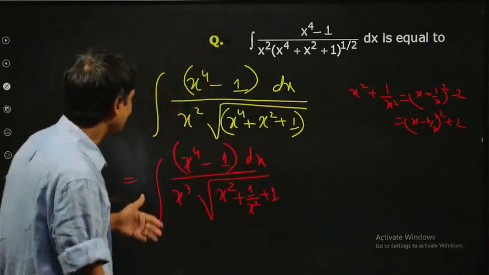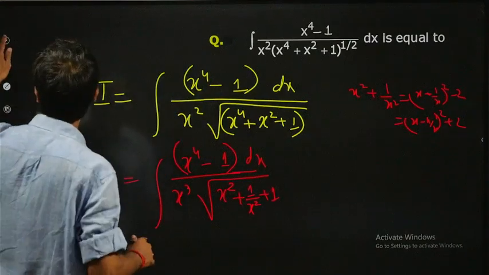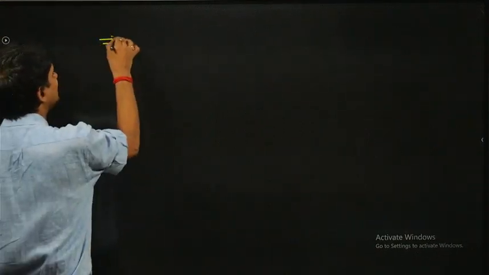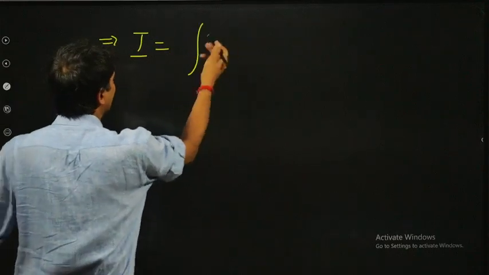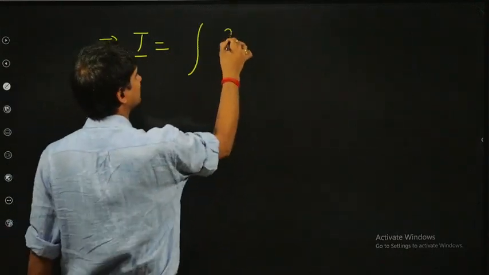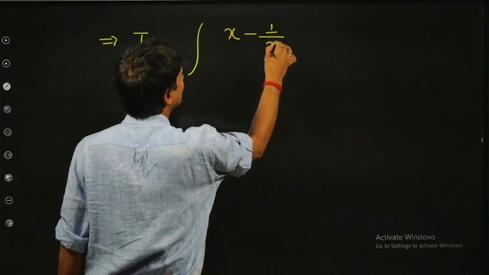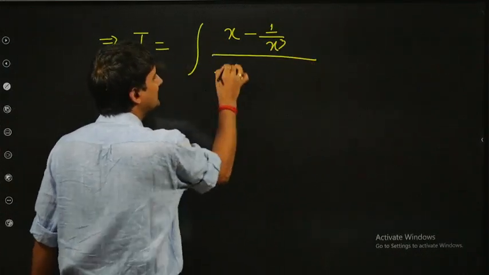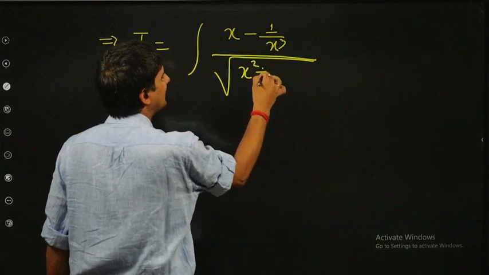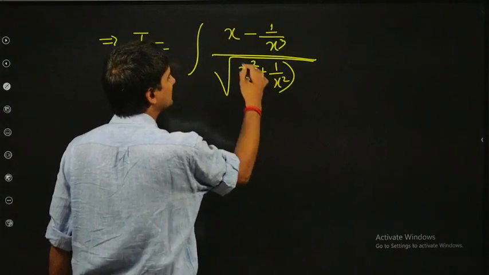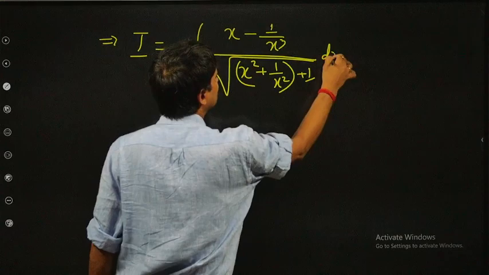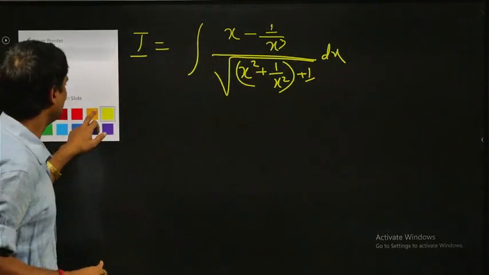Rather, I took x cube to the numerator. So what do I get then? We get x to the power 4 upon x cube, which is x, of course, and then minus 1 upon x cube. And then I looked at this term here, bachcho, dx. Okay, now look at it.